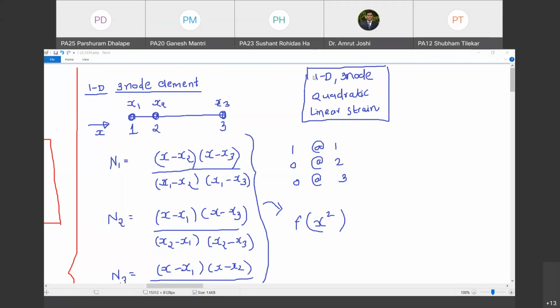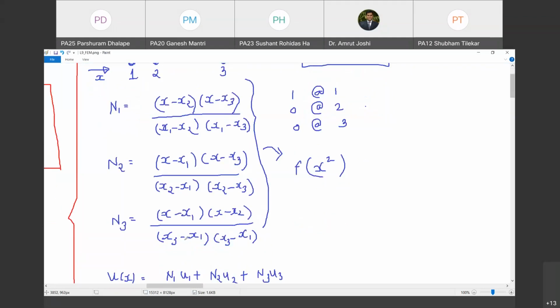Sir, in n3 the denominator, please correct. Pardon? Yeah, it should be x3 minus x2. Yes, you're right.